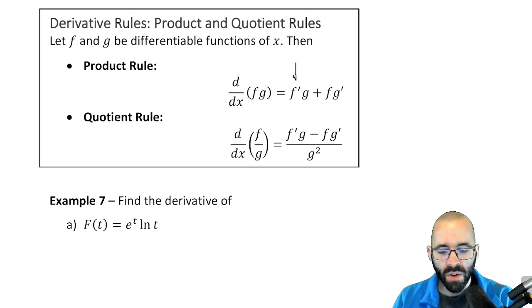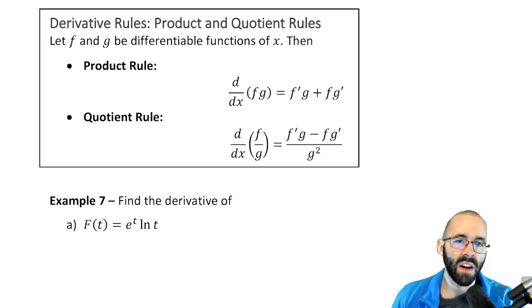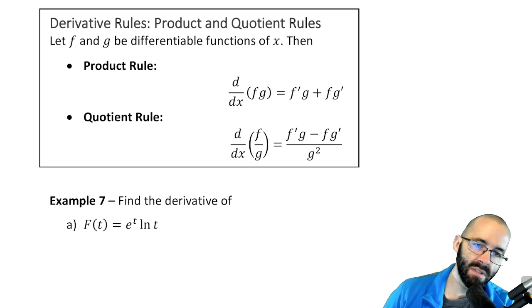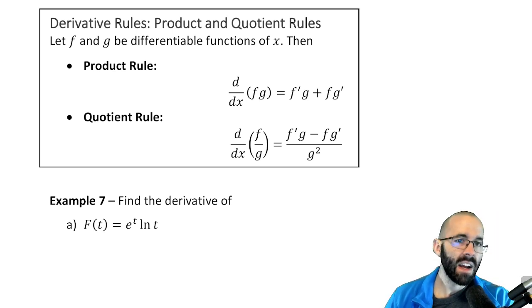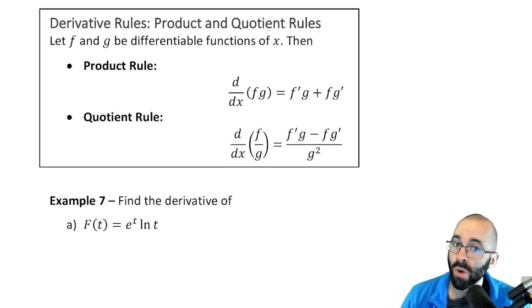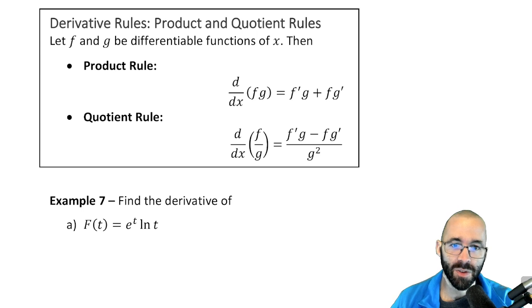So usually how I say it is the derivative of the first times the second plus the first times the derivative of the second. The idea is we take the derivative of one, leave the other alone, switch it up, and add the results together. Wondering where this comes from? Feel free to ask me about it one day. I'll show you, but I'm not going to spend time showing it here. It comes from the definition of the derivative, though.